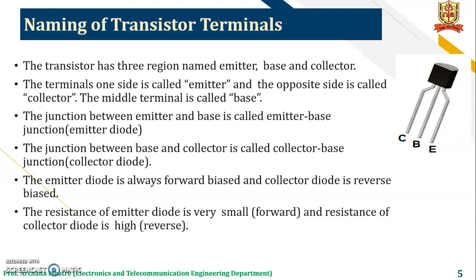The emitter diode is always forward biased and the collector diode is always reverse biased. The resistance of an emitter diode is small in the forward condition and the resistance of the collector diode is high in the reverse condition.